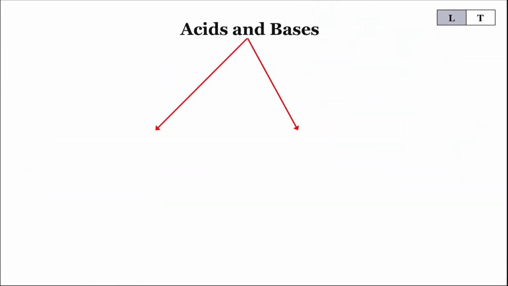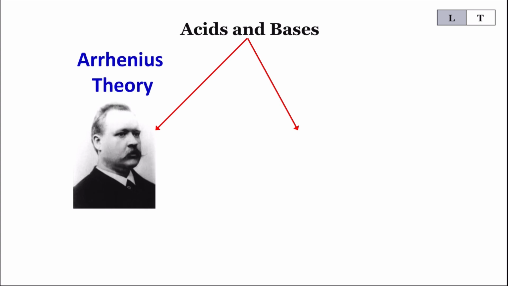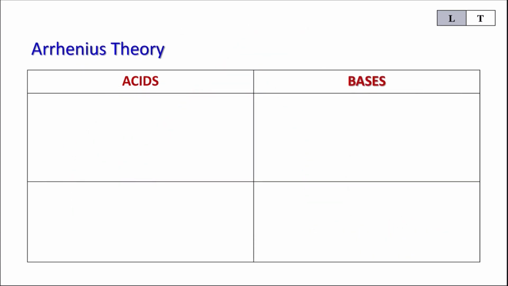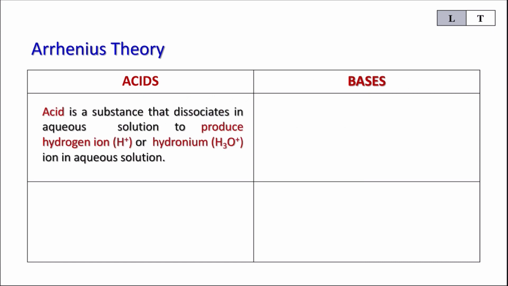Acid and bases come with their own definition based on 2 theories. The first one is Arrhenius theory and the second one is Bronsted-Lowry theory. So this is from one guy and this is from another 2 guys. So let's focus on Arrhenius theory. We have acids and bases, where an acid is a substance that dissociates in aqueous solution to form hydrogen ion H+, or hydronium ion H3O+ in aqueous solution.